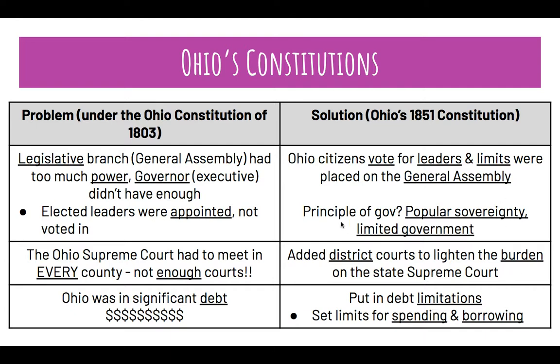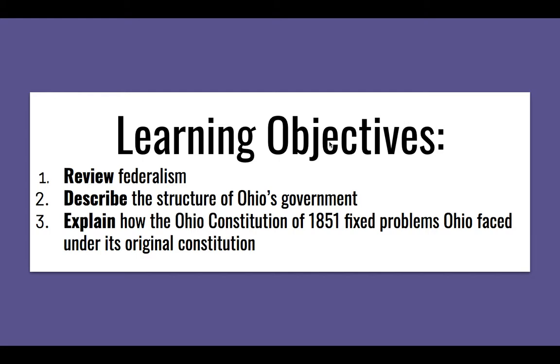Alrighty, guys, that was the last set of notes before the AIR test. So remember, your learning objectives were to review federalism, describe the structure of Ohio's government, and explain how the Ohio Constitution of 1851 fixed problems that Ohio faced under its original constitution. Make sure that you go back if you need to and fill in any blanks, and let me know if you guys have any questions.